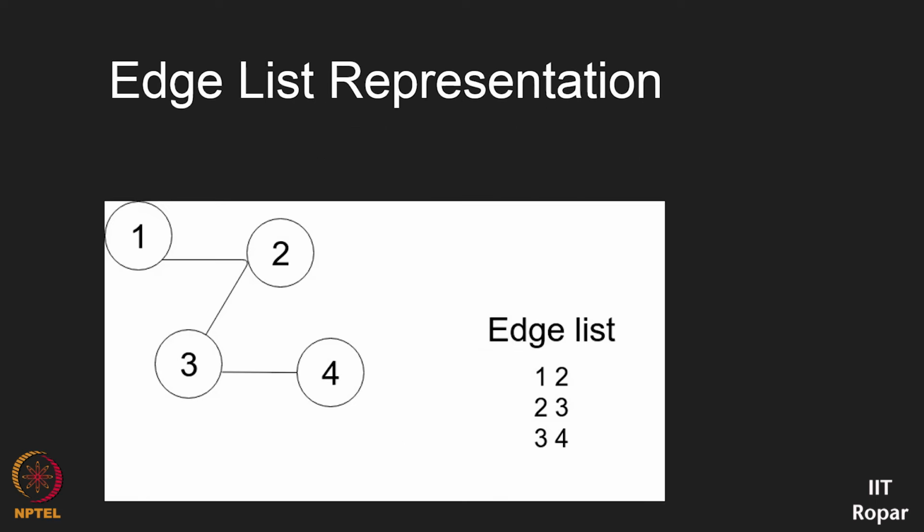The format is called edge list representation. So just consider a sample graph. There are nodes 1, 2, 3, 4, and this is how the edges are present. There is an edge between 1 and 2, there is an edge between 2 and 3, there is an edge between 3 and 4. So you just store 1 space 2, 2 space 3, 3 space 4. This is how you store it. This is what you call an edge list. Edge list is one of the representations for a graph.